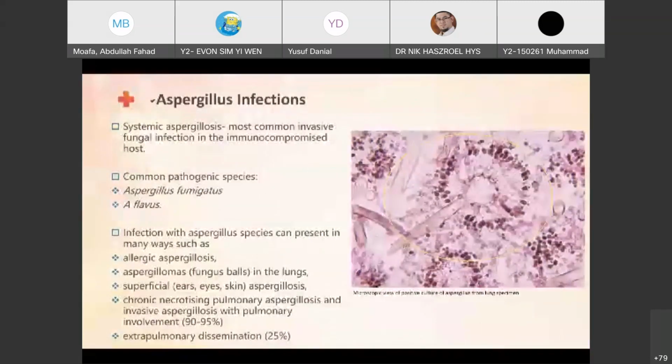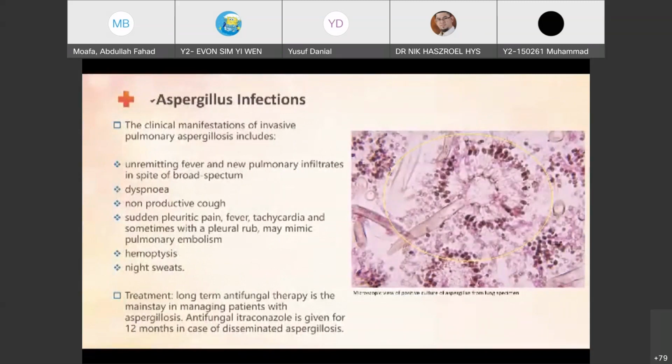Aspergillus infections. Systemic aspergillosis is the most common invasive fungal infection in the immunocompromised host. The common pathogenic species are Aspergillus fumigatus and A. flavus. Infection with Aspergillus species can present in many ways, such as allergic aspergillosis, aspergillomas in the lungs, superficial aspergillosis, chronic necrotizing pulmonary aspergillosis, and invasive aspergillosis with pulmonary involvement and extrapulmonary dissemination.